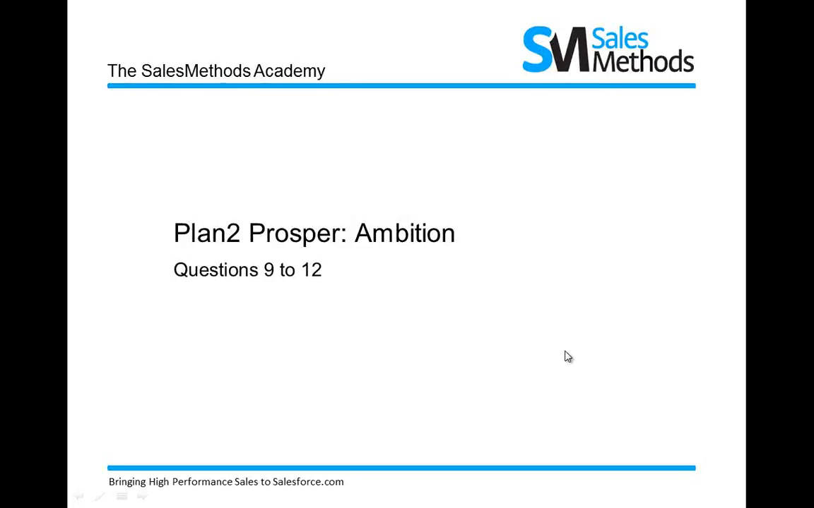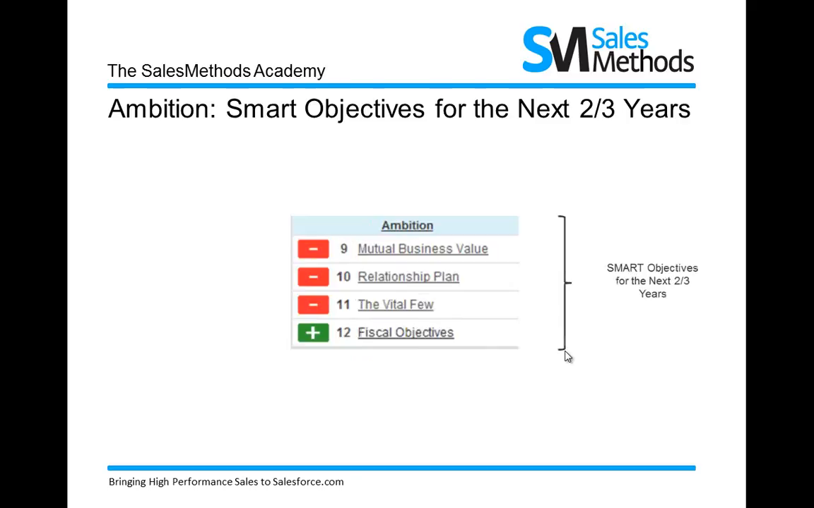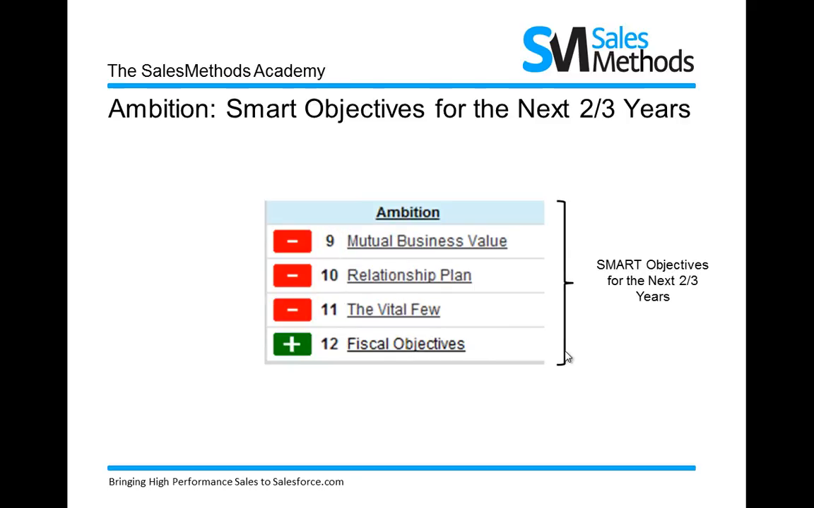Welcome to this chapter on determining your ambition in your account development plan, the Plan to Prosper. Having begun to secure your reputation and glean some deep insight into your chosen strategic customers, you should now be on the way to building a set of realistic goals and objectives connected to your desired future relationship status.